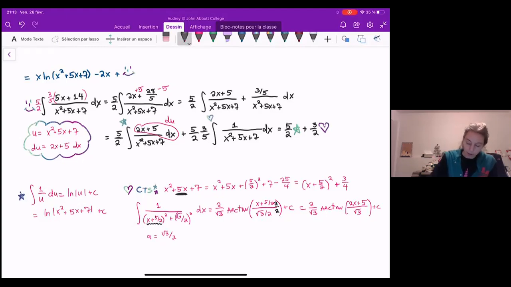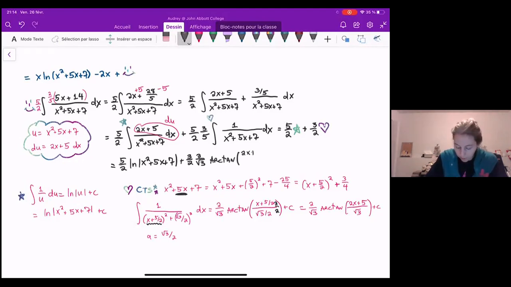We can go put them back up here. So we get that this is equal, actually I want to make sure I have enough space. I'm going to do it over on the left side here. So this is equal to 5 over 2 times star, ln of x squared plus 5x plus 7, then plus 3 over 2 times heart, so that's 2 over root 3 arctan of 2x plus 5 over root 3 plus a constant. And then we're going to cancel out those 2's there. This right here is smiley face. So this is what smiley face is equal to.